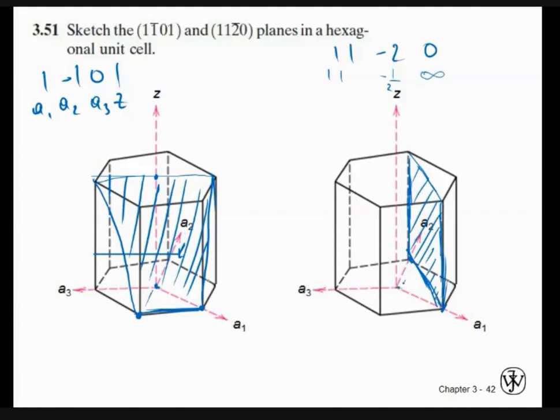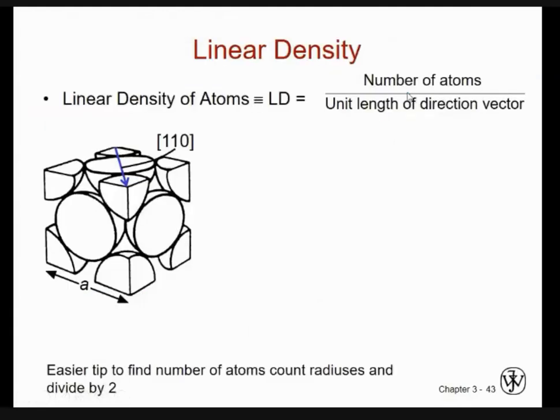If you see, this is -A3, and it intersects A3 at -0.5, which is the case over here. And that's it for today.